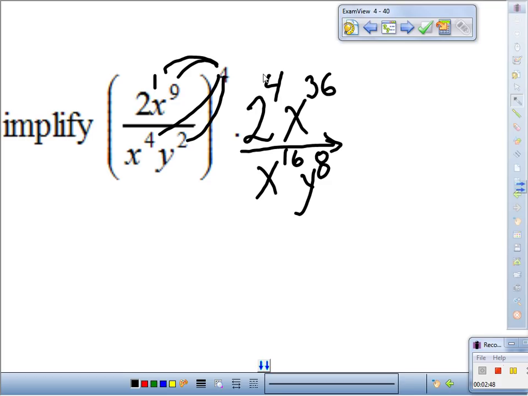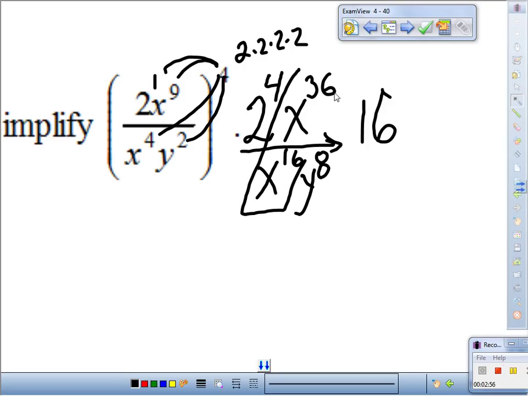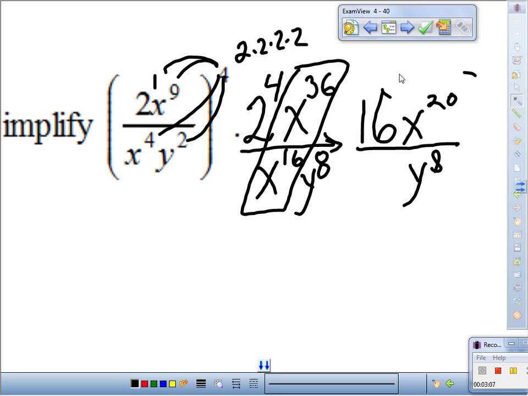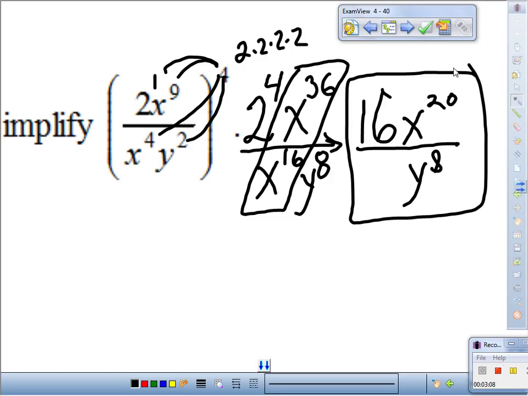Simplify. This becomes 2 times 2 times 2 times 2, which is 16. Are these the same base? Yes. X. 36 minus 16, that's 20. Which is the only one we didn't use? Y to the 8th. It stays in the denominator. And we got that. Good. Number 5. Are we good so far?